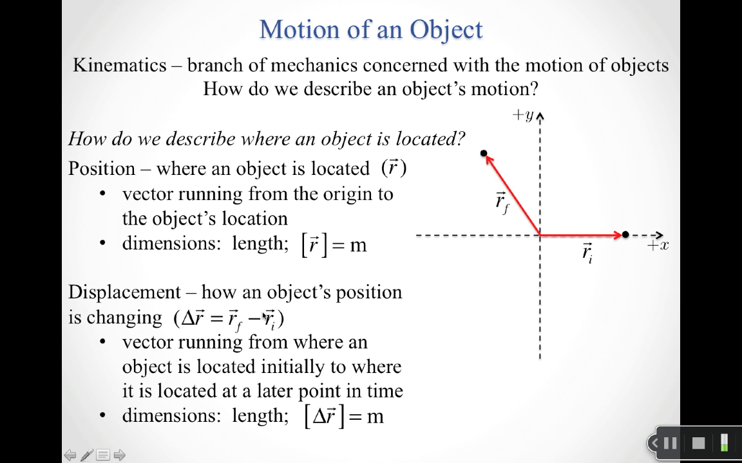Notice this is a vector subtraction problem. So I'm going to draw a vector that runs from the tip of my initial position vector to the tip of my final position vector. That's another way of saying it's a vector that runs from where my object is located initially to where my object is located at the end point. All this makes perfect sense in terms of what we know about how you graphically draw vector subtraction. And again, since I'm subtracting two things that have dimensions of length, the displacement vector also has dimensions of length.